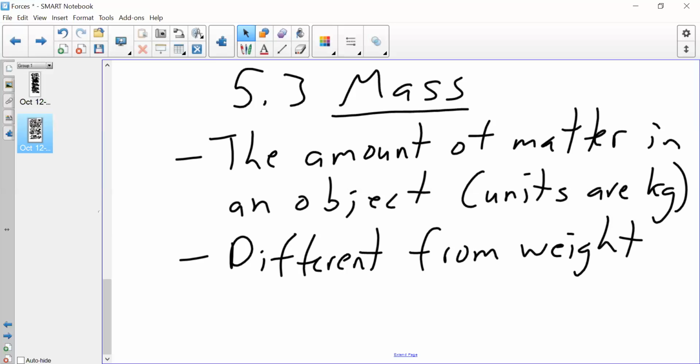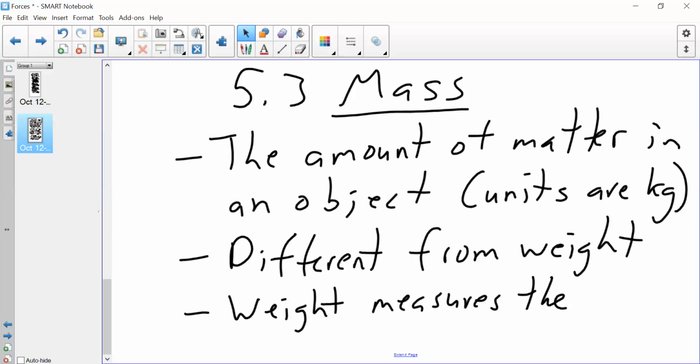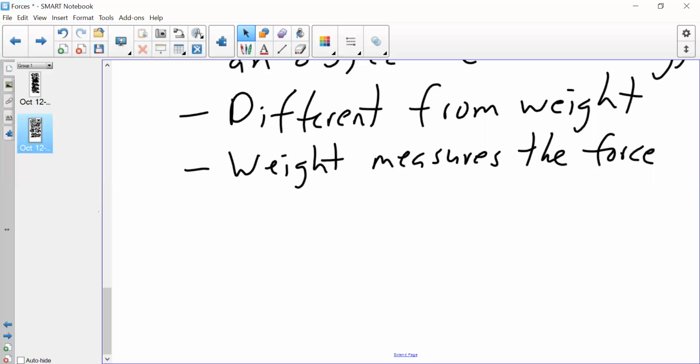So as we're talking, weight measures the force due to gravity. Weight itself is not a vector, even though we measure it in terms of a force. So let me make the distinction when I get there. But weight is the scalar quantity of the force due to gravity.